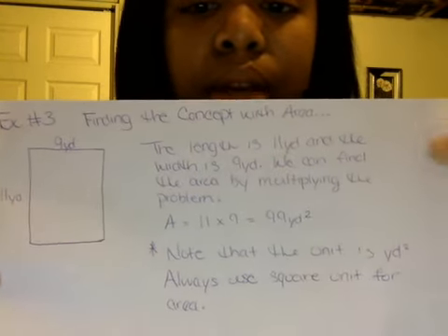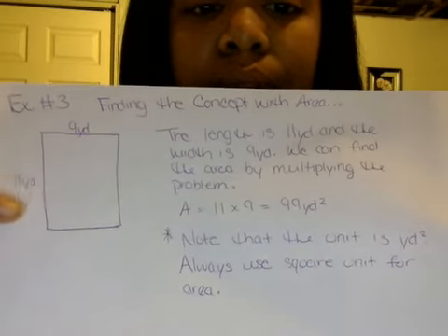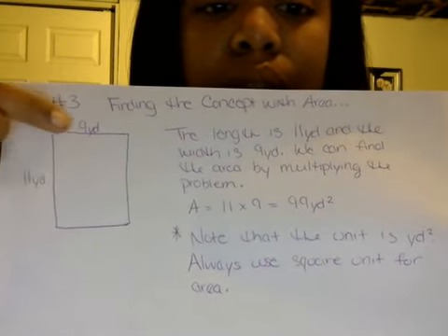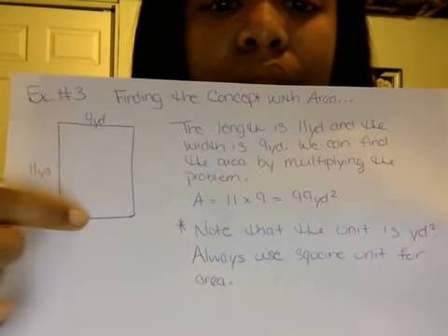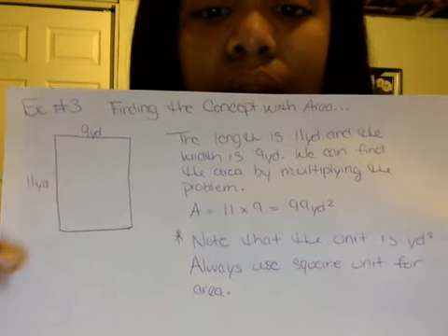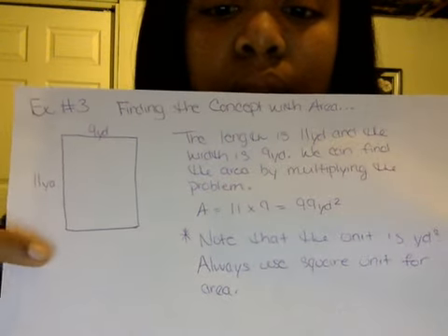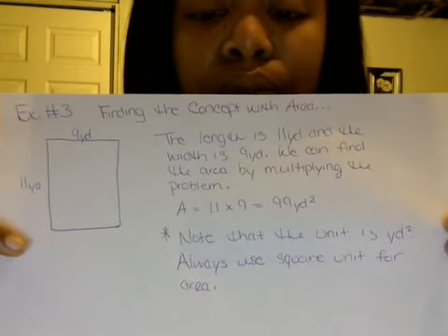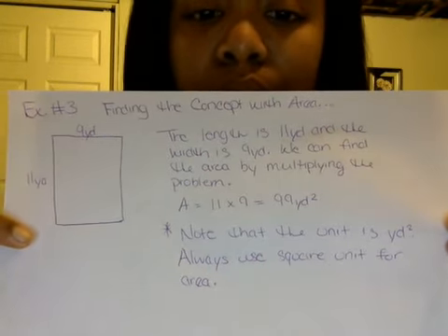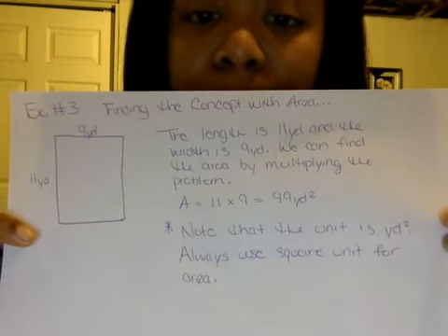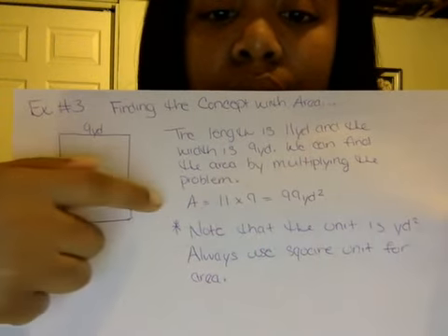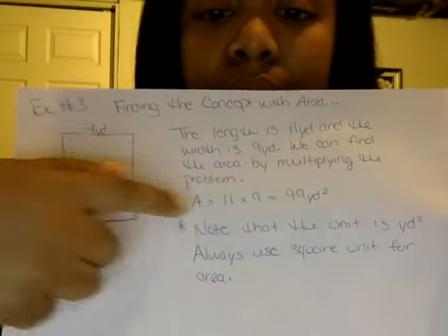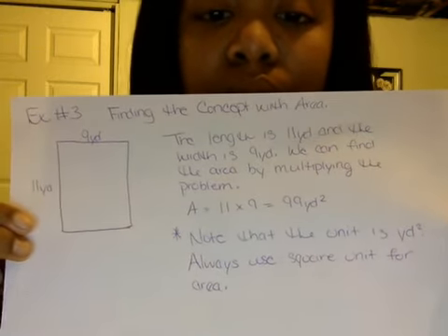11 yards is right here. Oops, I'm sorry, right here. And 9 yards is at the top. I could have done it at the bottom, but I chose the top. You want to note that the units are yards squared. Always make sure you use the correct unit when you're using area or perimeter. Now here's your answer right here. Area equals 11 times 9 equals 99 yards squared.